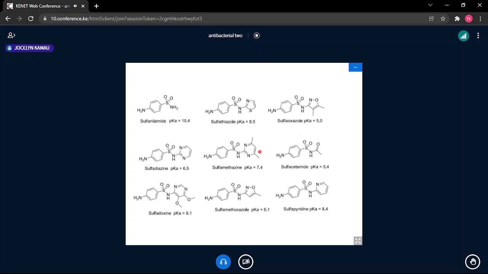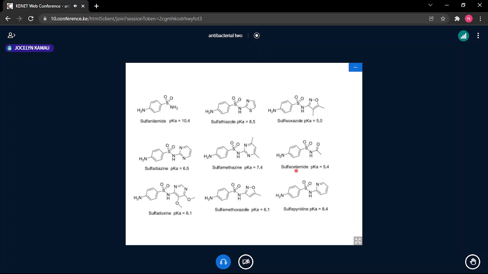All we are saying is that when you substitute with alkyl groups, which are electron donors, then of course you will increase the pKa, and once you increase the pKa, of course you increase the toxicity and you reduce the reactivity.